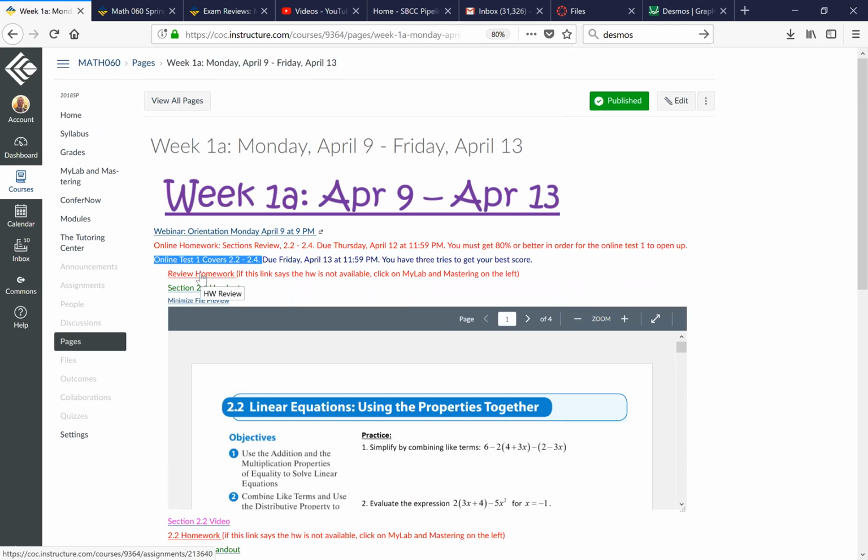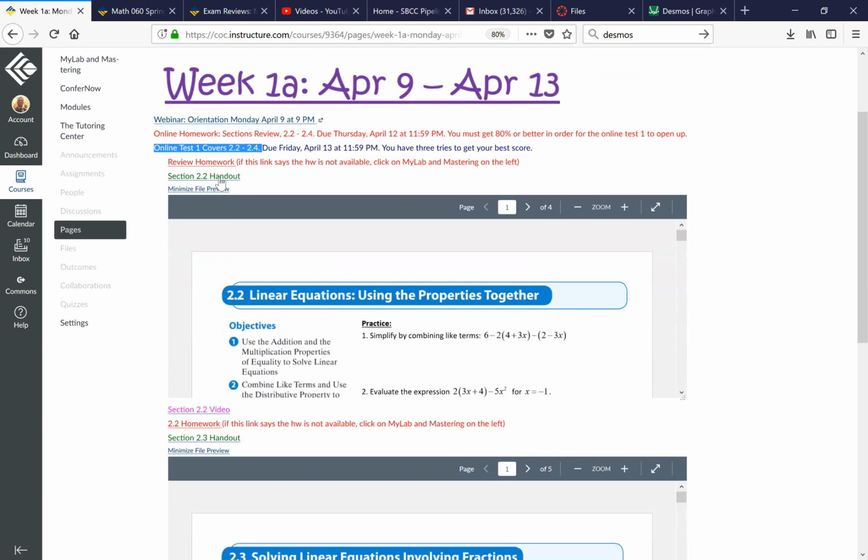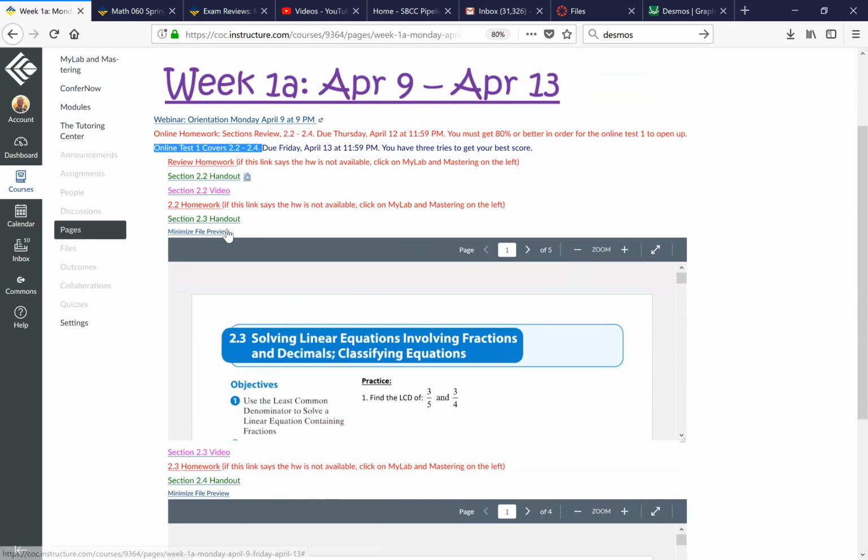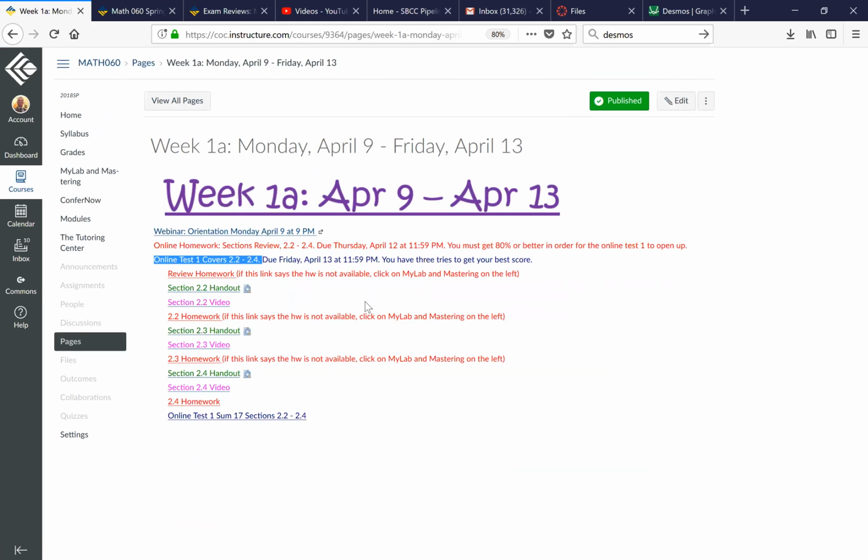Here's a link to the review homework. And if this link ever says that the homework is not available, then you can go ahead and click MyLab and Mastering on the left-hand side and access it that way. Here's a link to the handout, which is opened right there in front of you. You can minimize the file preview if you want and make it smaller.